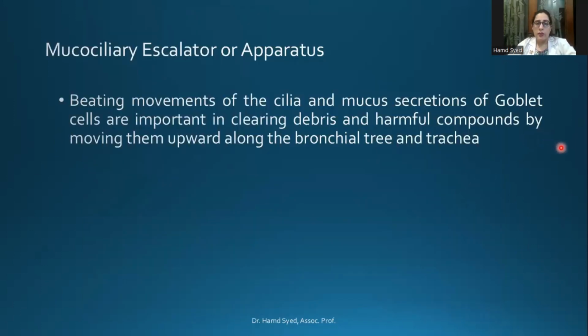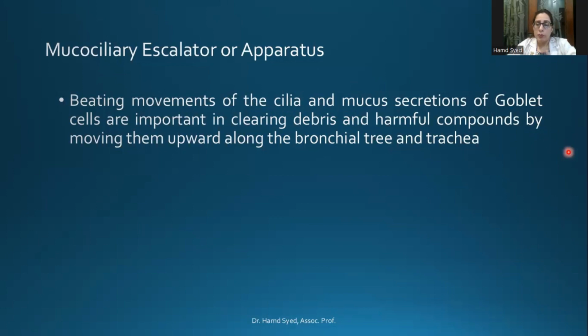Another clinical aspect that I would like to discuss along with the basic histology is that, as you've seen, the cilia are present on the luminal surface. They are the luminal modifications of the tall columnar cells in the respiratory epithelium. These cilia are not static, which means that they are actually moving. They have a specific direction of movement, that is the beating movements of the cilia, which are going to remove the harmful compounds and the debris from the respiratory tract by beating in a particular direction, and that direction is upwards, or you could say towards the outside along the bronchial tree and trachea.